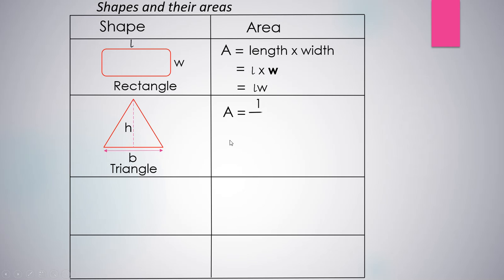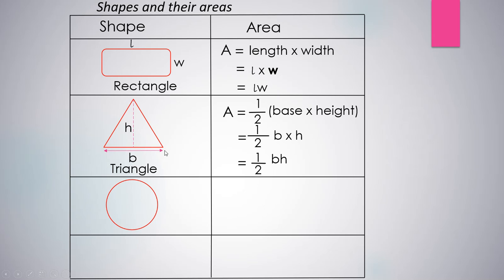a half into bracket base times height, or simply a half times B times h, or a half B h, where B is the length of the base and h is the height of the triangle from the base to the peak here. That you know very well.